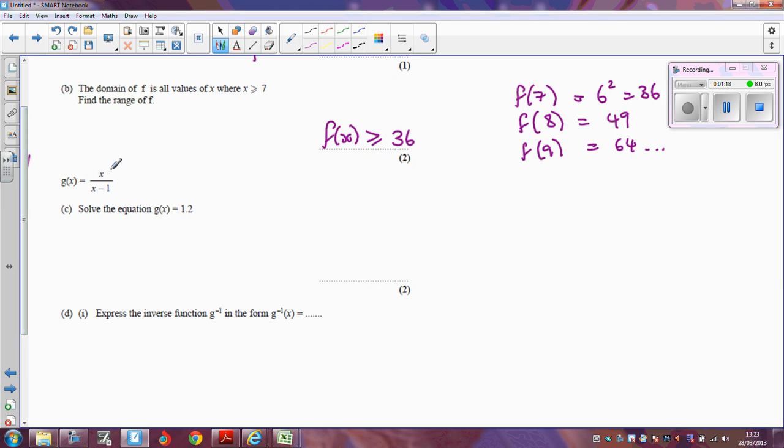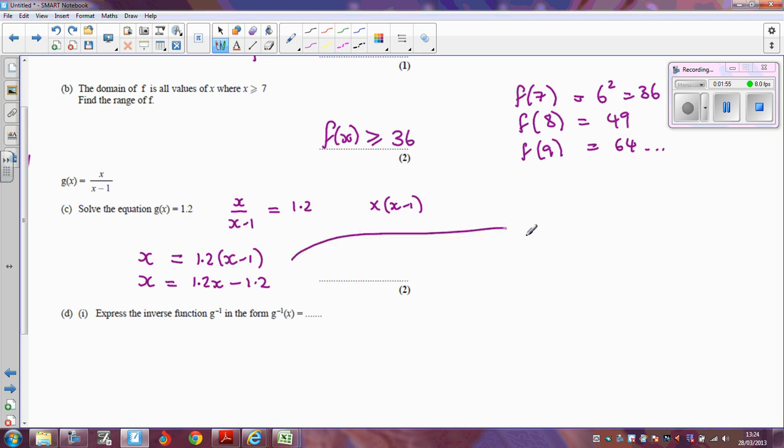Okay, next one. g of x now is x over x minus 1, and we're told to solve the equation g of x equals 1.2. Well, g of x is x over (x minus 1), so we're going to solve g of x equals 1.2. First thing I'm going to do is multiply by (x minus 1). That needs to be in a bracket. So if I multiply the left-hand side by (x minus 1), the (x minus 1) disappears. On the right-hand side, if I multiply by (x minus 1), it goes like that. So now x is equal to, removing the brackets, 1.2 times x is 1.2x. 1.2 times minus 1 is minus 1.2.